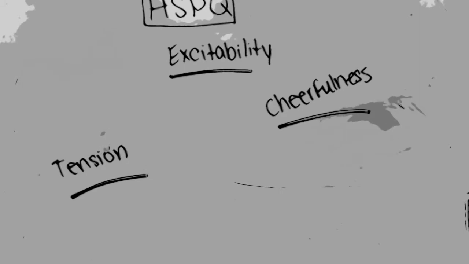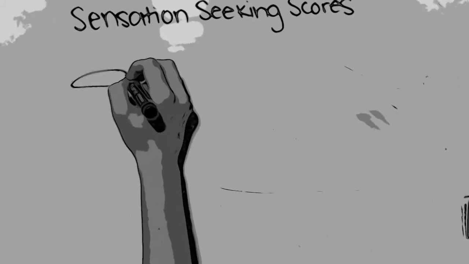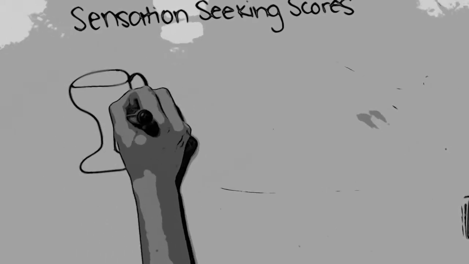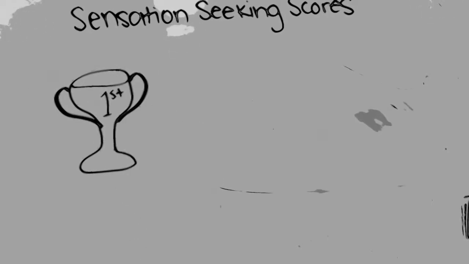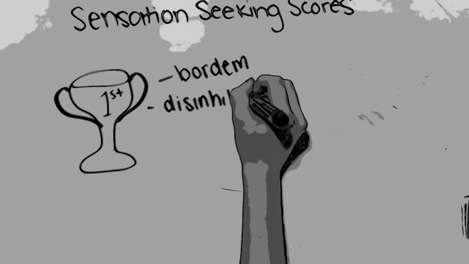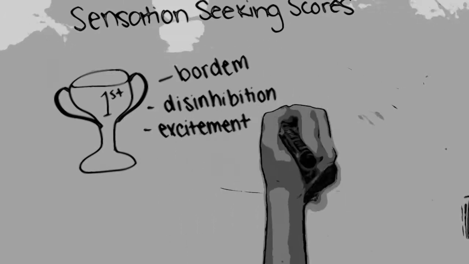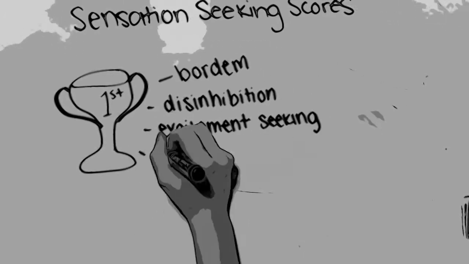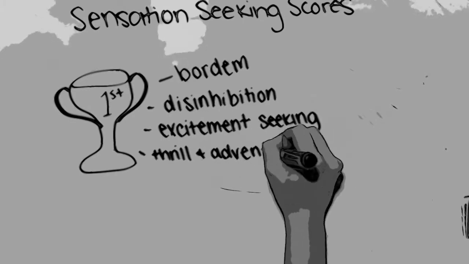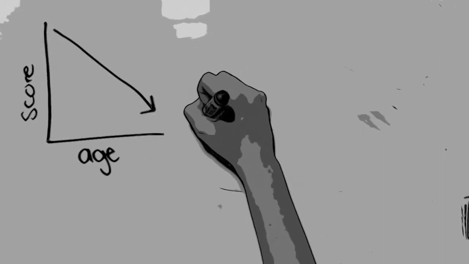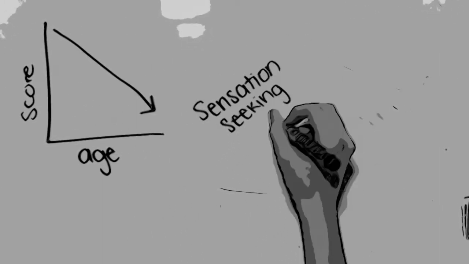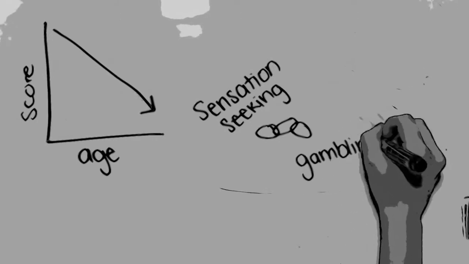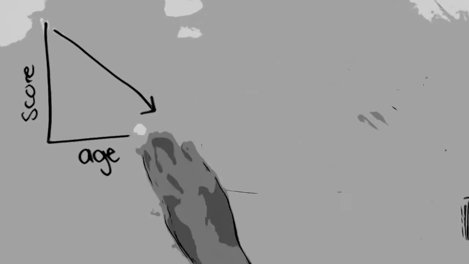the other 3 groups. In regard to the sensation-seeking scores, pathological gamblers had the highest overall score, scoring the highest in all of the following subcategories of boredom, disinhibition, excitement-seeking, and thrill and adventure. However, the older the age group, the lower the sensation-seeking scores are. So it's not seen as a strong link to gambling, as it can vary with age.